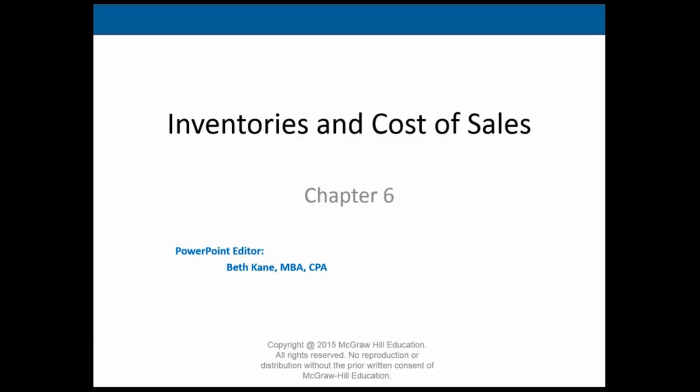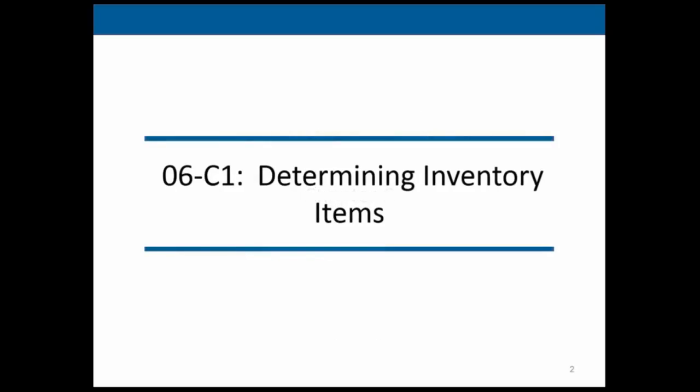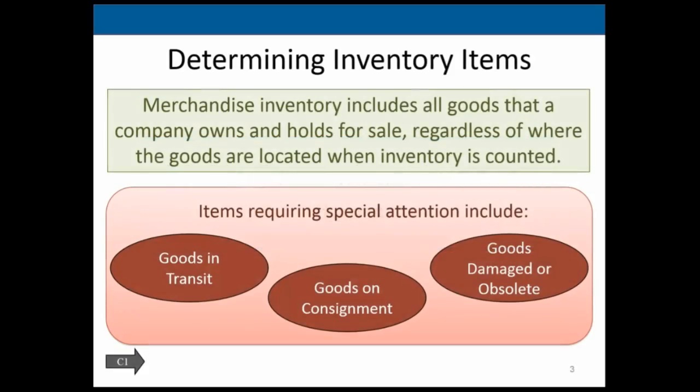In this lecture, we will take a look at Chapter 6, and we will talk about inventories and cost of sales. So we're going to determine inventory items first. Merchandise inventory includes all goods that a company owns and holds for sale, regardless of where the goods are located when inventory is counted. What that means is inventory is the items that we intend to sell within the business process.